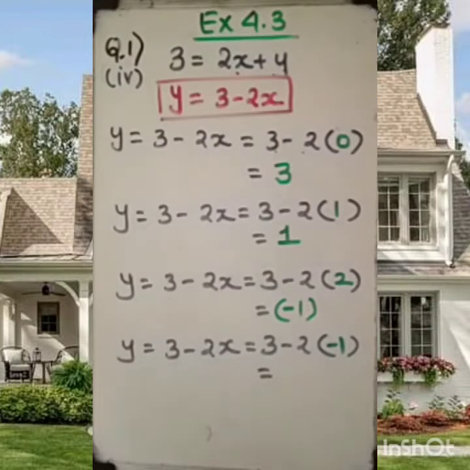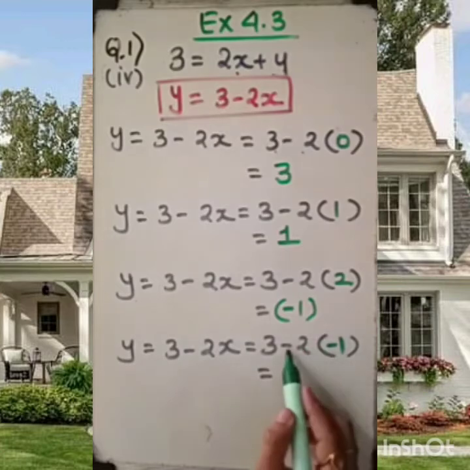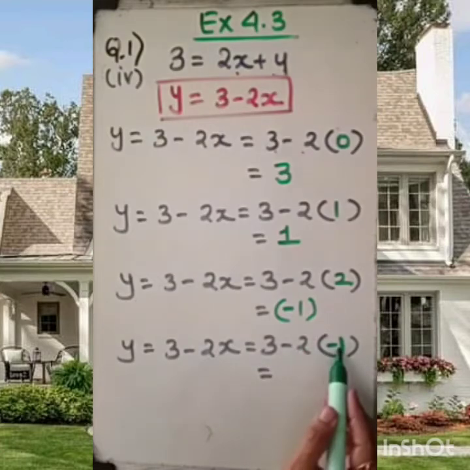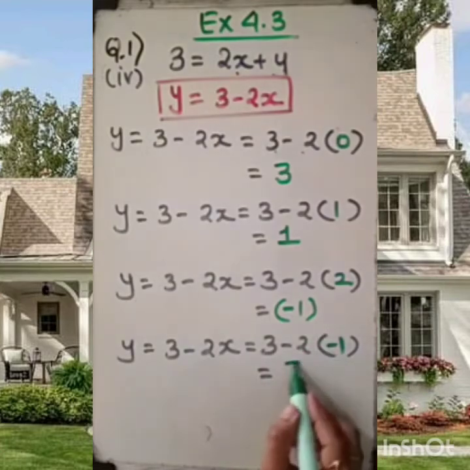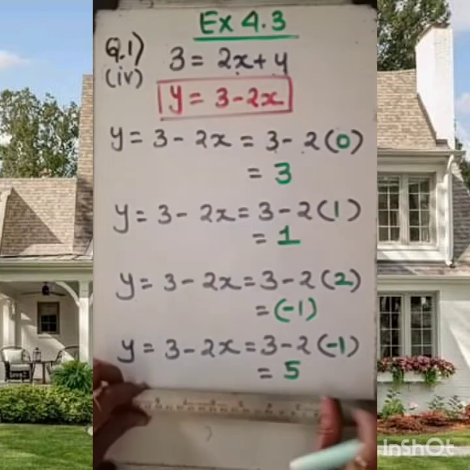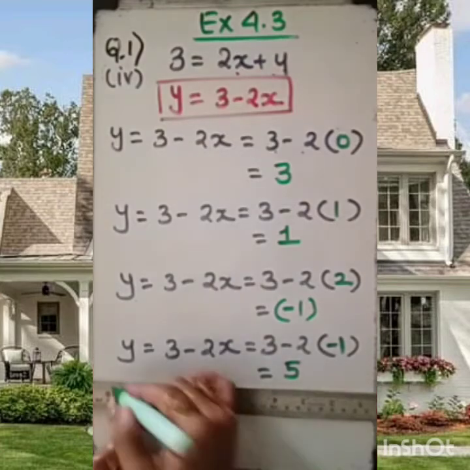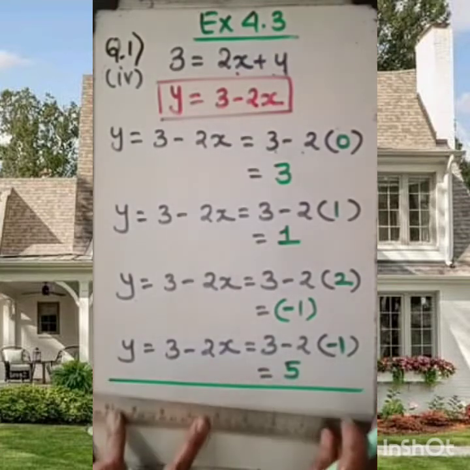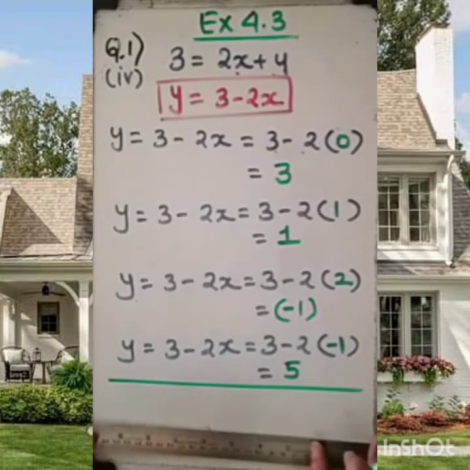Now I am choosing minus 1 here. One negative value I am preferring. So you know minus 2 into minus 1, it will be plus 2. 2 1s are 2. Minus minus plus. So 3 plus 2, that gives the result 5. Clear to you? Now, immediately after finding these values, we need to locate them in a tabular form.